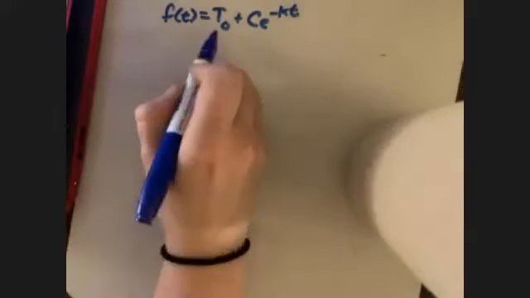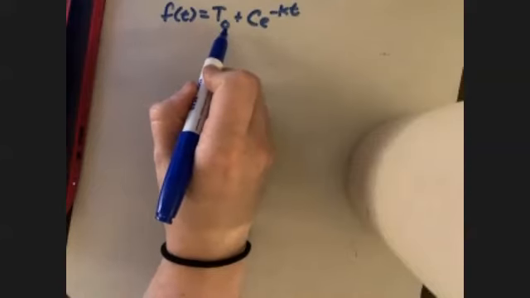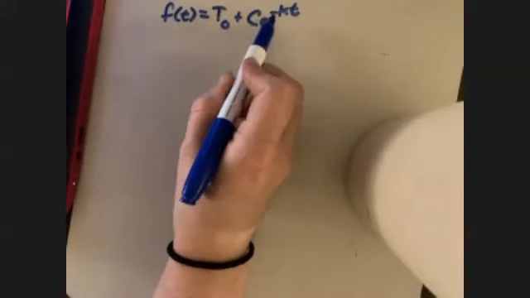So here we go. Our formula for this. T naught is the temperature in the environment. Okay, so this is like the temperature of the room. C is a constant, and K is also a constant in this.